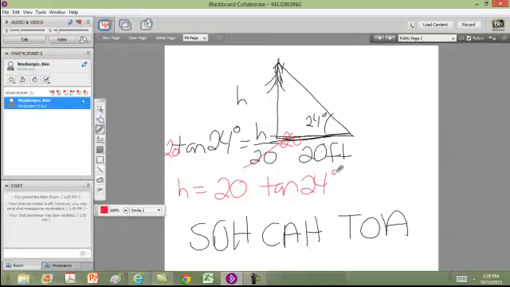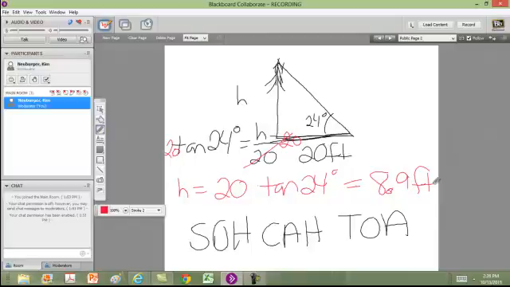Now you can go to your calculator, and as long as your calculator is in degree mode, you do want to check that, you can just do 20 times tangent of 24, and that will give you that it happens to be 8.9, if you're rounding to the nearest tenth, feet tall. And you didn't have to climb up it.